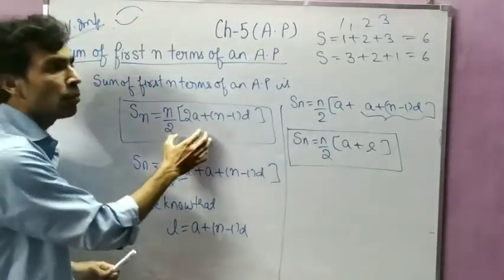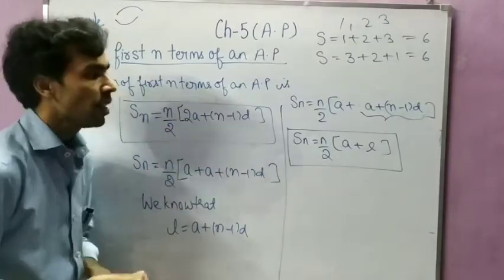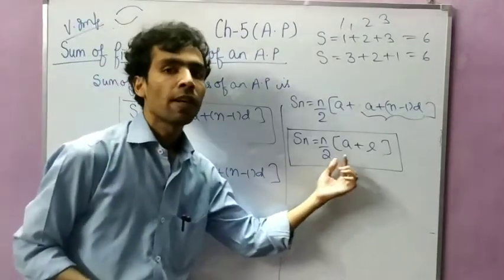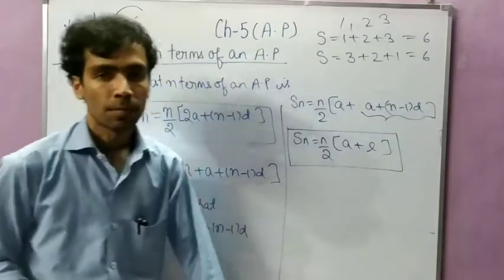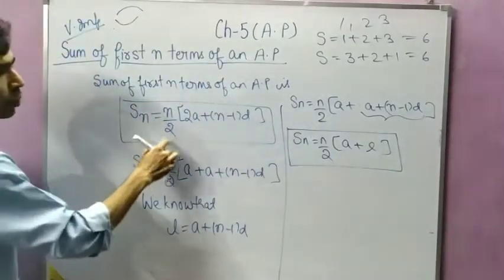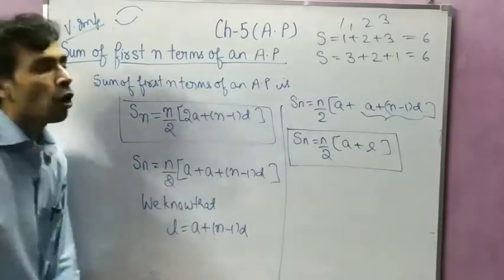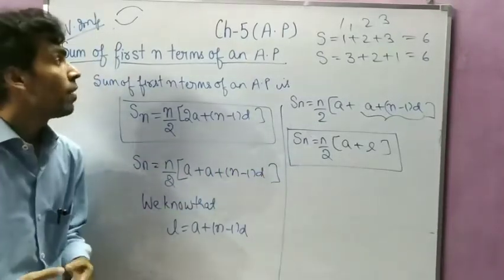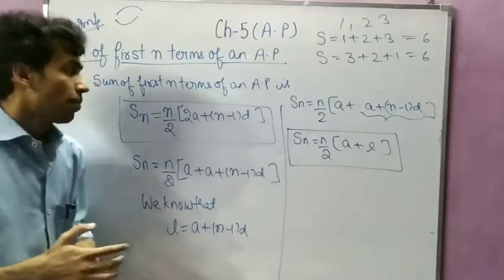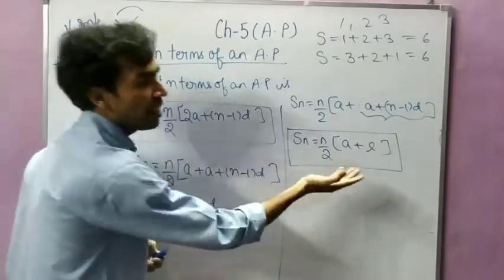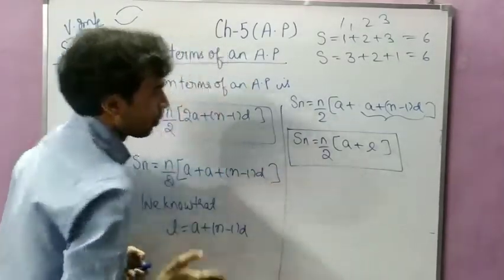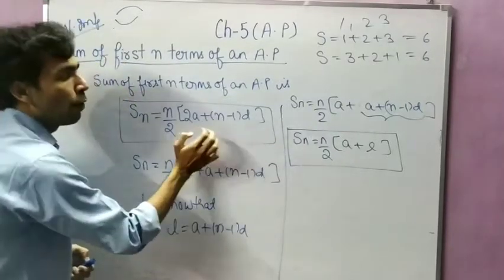One is in terms of the first term and the common difference, and the other is in terms of the first term and the last term. N by 2 is the same in both formulas. So these two are the formulas for the sum of the first n terms of an AP. If you know this formula, then you can easily learn the other also, because it comes from this one.